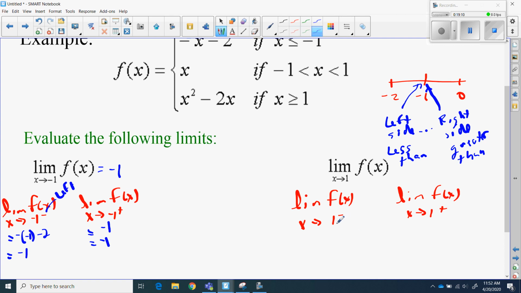So remember, 1 from the left side implies that the x values are slightly less than the number 1. And we mean ever so slightly less than the number 1. So if you're picking a number that's ever so slightly less than 1, you're going to be dealing with this piece of the graph right here. So you're going to fill 1 in for x.